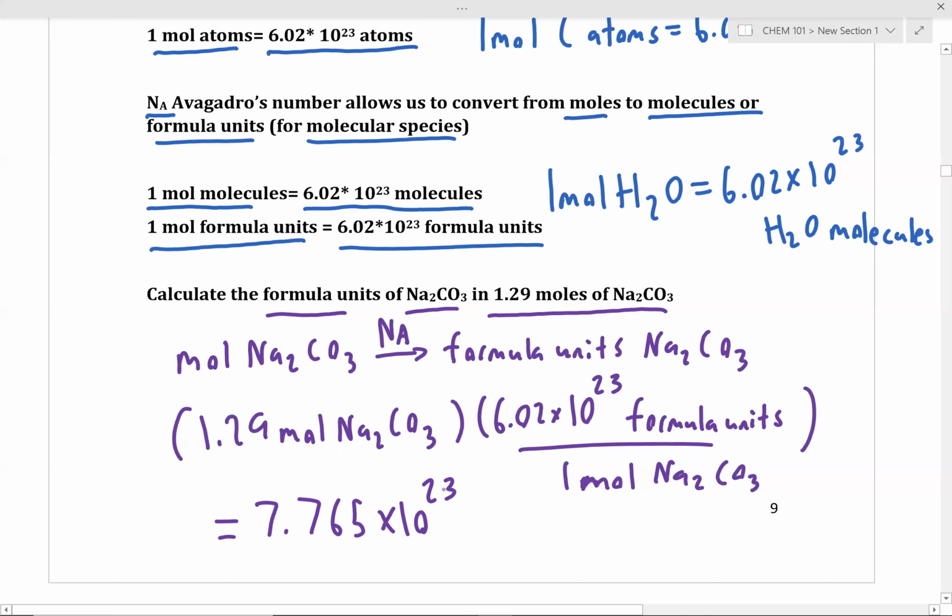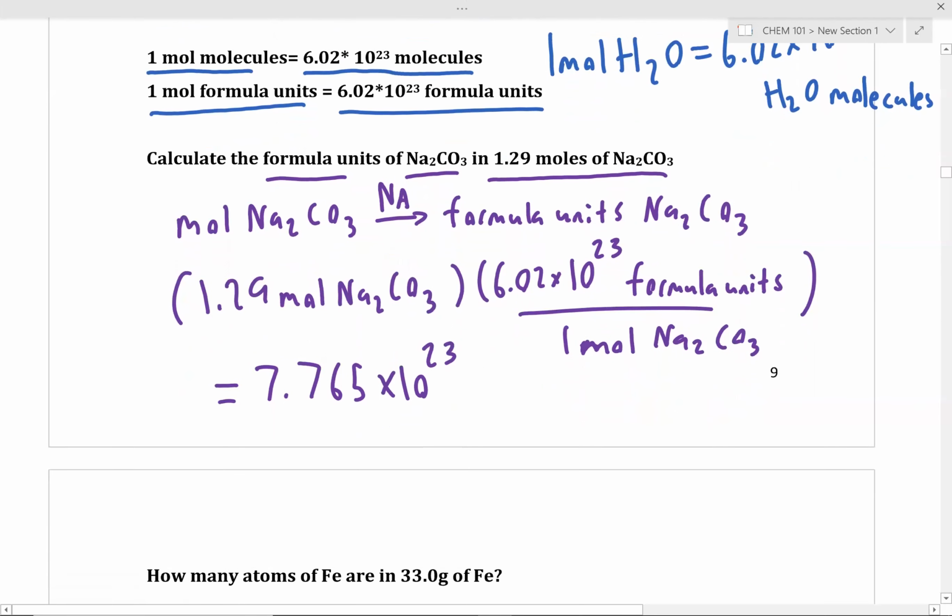But let's now round this number to the proper number of significant figures. So looking at this number, how many sig figs does our input have? So how many sig figs should our output have? 3. So we look at our third significant digit. We look to the right. Do we round up or down if we have a 5? Up. Okay, so that in turn gives us 7.77 times 10 to the 23rd formula units.